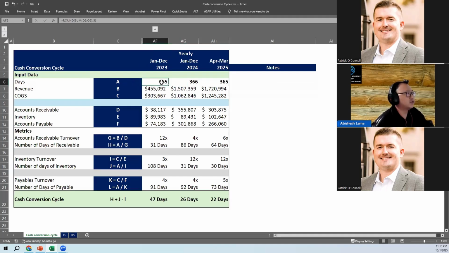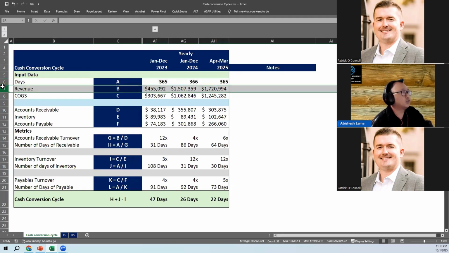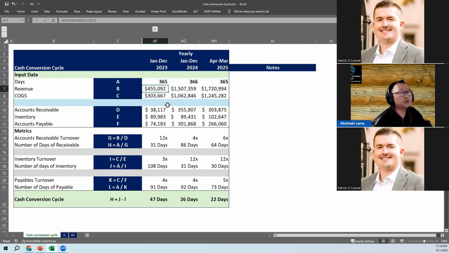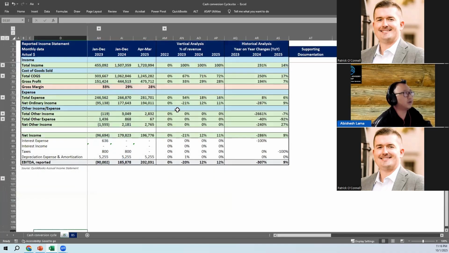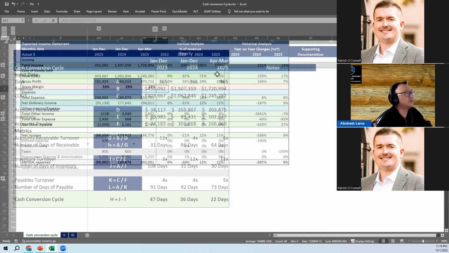So first of all, since we are doing it for the entire year, 2023, 24, and for 2025 March, we've taken the data from April 2024 to March 2025. So this also has 365 days. Since we are computing it on a yearly, 12-month basis, we'll have to go to our income statement and take the respective data from the income statement and balance sheet.